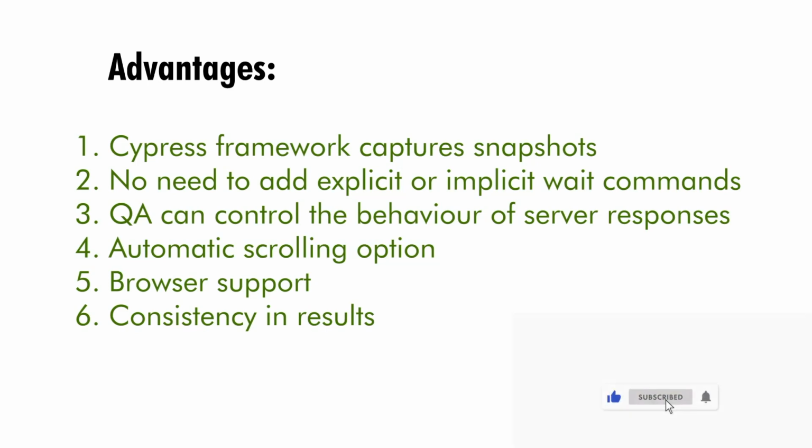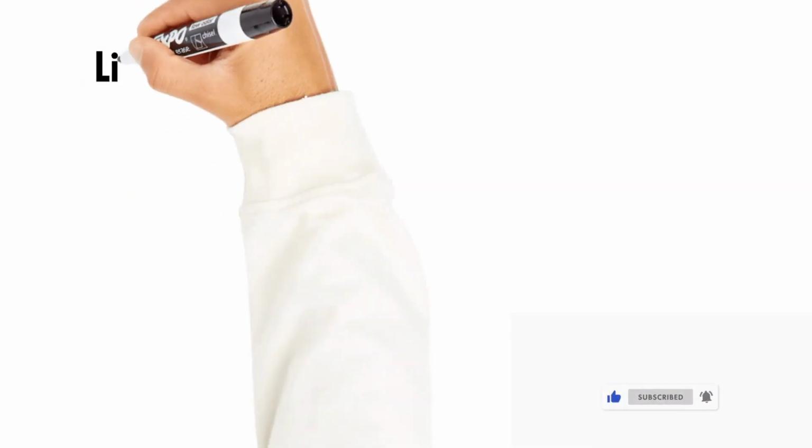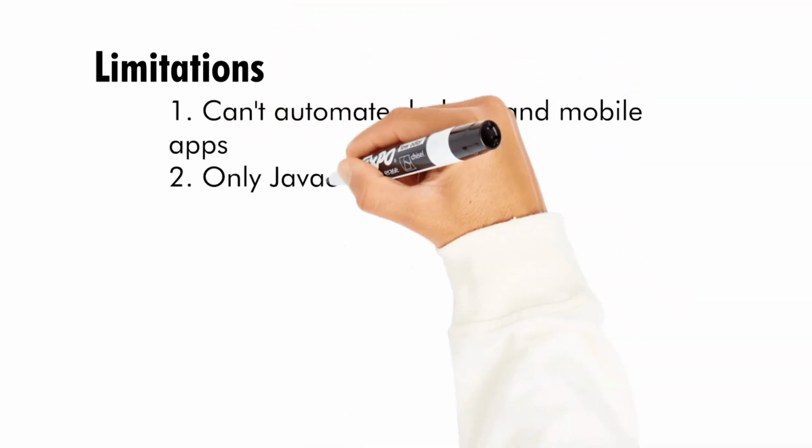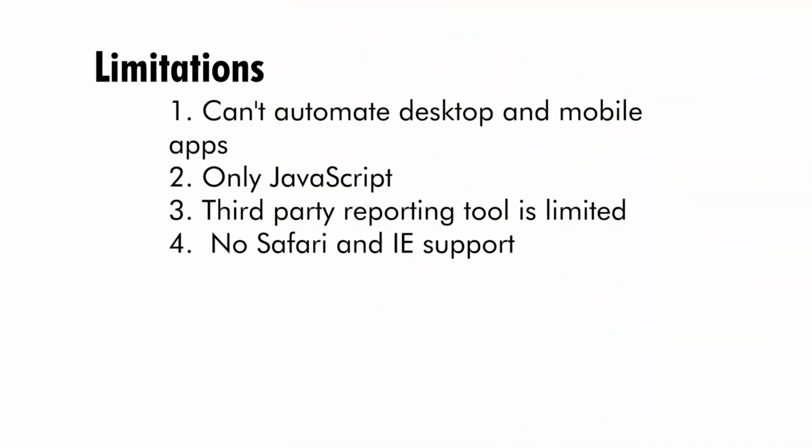Now let's see the limitations of Cypress. We cannot run our scripts on two browsers at a time. It doesn't support multiple tabs. It doesn't support any language other than JavaScript. We cannot automate desktop and mobile apps. Safari and Internet Explorer support is not there till now for Cypress. So these are very few limitations why we might not choose Cypress as our automation test tool.